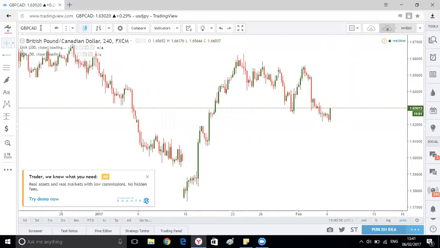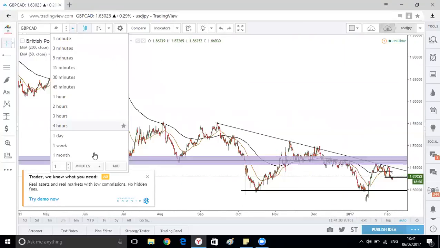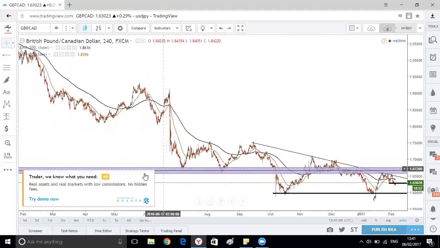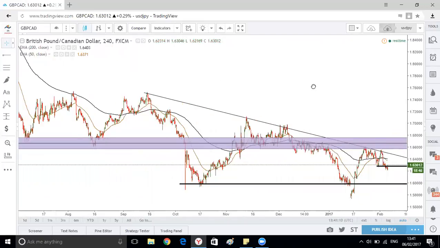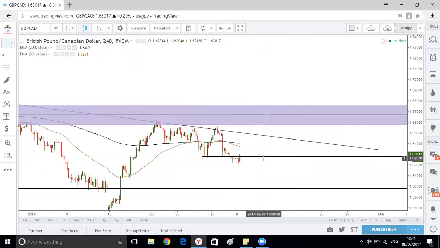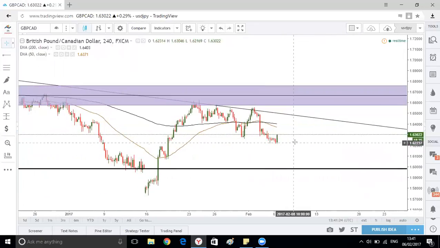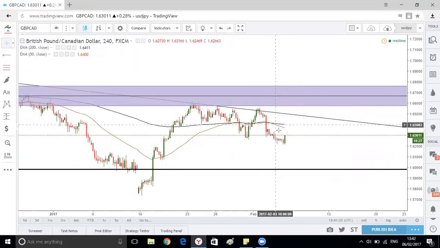GBP CAD. GBP CAD, major level right here. Current support, current resistance. And zooming in, we can see I was looking for this level to break. Look at it, the prices are showing some bullish movement. This is similar to all GBP pairs, GBP USD, GBP CAD, GBP Aussie. They're all going to make some sort of correction for the lower high. So this pair is looking to go all the way back up here.